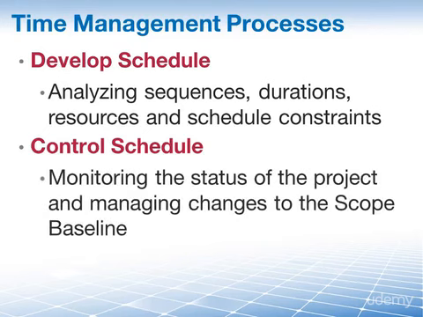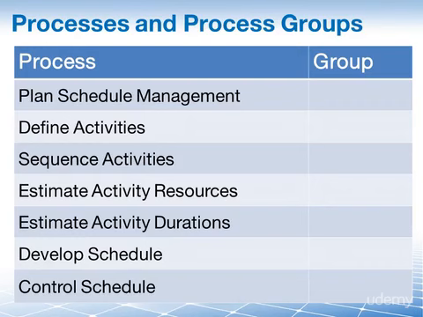This is the process of monitoring the status of project activities to update project progress and manage changes to the schedule baseline to achieve the plan. Okay, so we have these 7 processes. And where do you think these processes fall in regards to the process groups? I'll give you a tip. We don't have a single process in initiating, and we don't have a single process in executing or closing either. So these have to be in planning and monitoring and controlling.